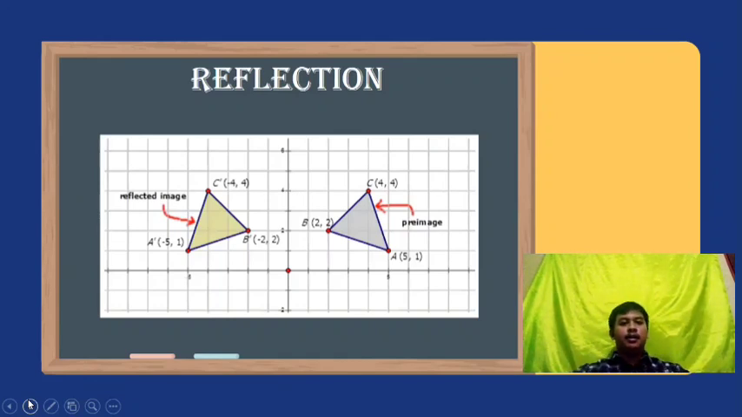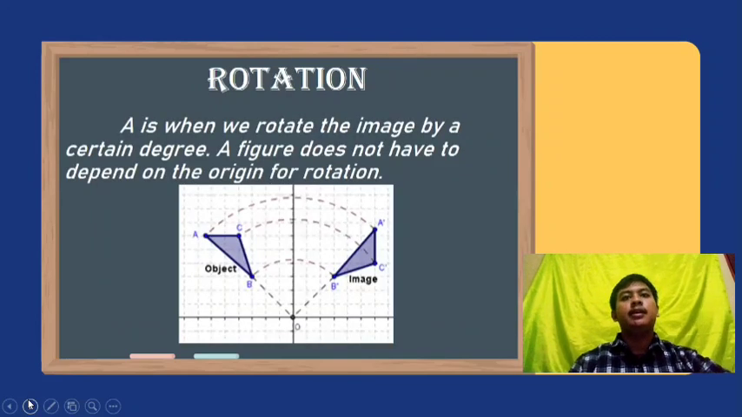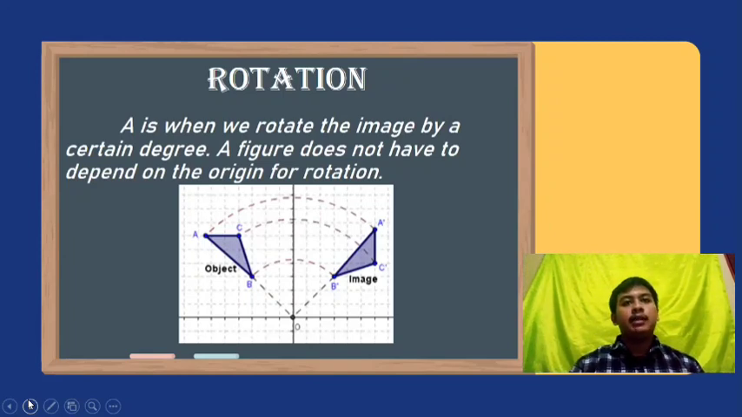So next we go to rotation. Rotation is a transformation when we rotate the image by a certain degree. A figure does not have to depend on the origin for rotation. This is the example of the rotation.